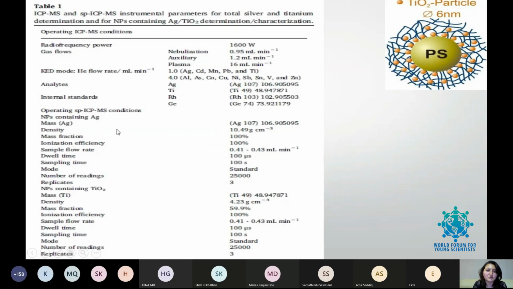Operating single particle ICP-MS conditions for nanoparticles containing silver: the mass of the silver, density, mass fraction, ionization efficiency, sample flow rate, dwell time, sampling time, mode, number of readings, then replicates. For nanoparticles which contain titanium dioxide: mass of the titanium, density, mass fraction, ionization efficiency, and other parameters for this measure.